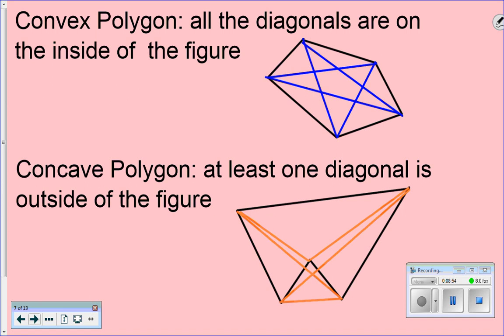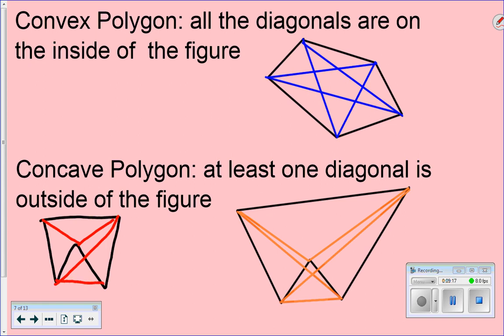Then concave means that if you have a polygon, you could draw a diagonal outside of the figure. So like, see how my figure looked like this? Maybe you draw some diagonals. Maybe there's a diagonal here and here. And all of a sudden, you connect this one from here to here. Guess what? It goes outside of that. If you connect these two down here, guess what? It's on the outside of the polygon.